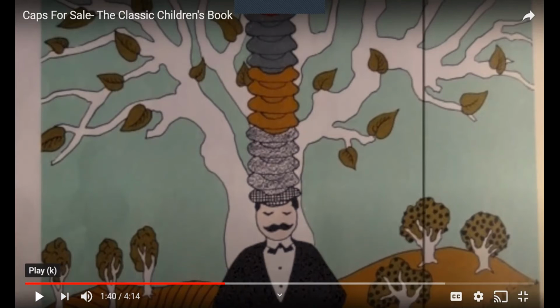All right, right now I want you to take a look at this picture and think about what the peddler looks like. What type of character is it? Is it a person? Is it an animal? What does the character wear? How would you describe the peddler? Go ahead and think about that.